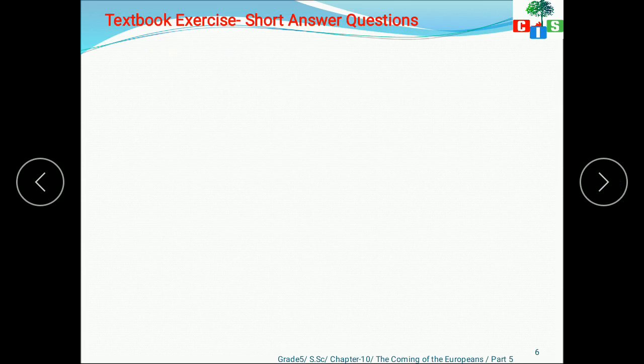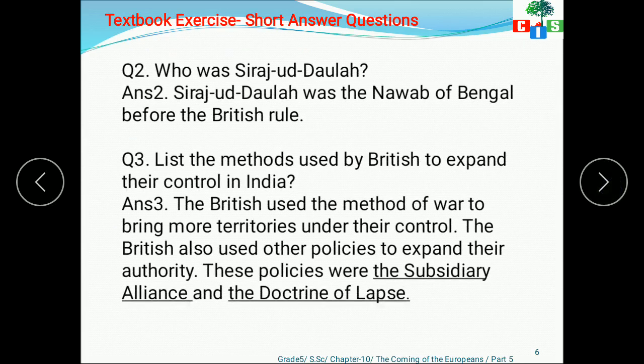Fine. So in your textbook, short answer questions are given. So I have solved two for you. Now the second question is, who was Sirajuddaulah? Sirajuddaulah was the Nawab of Bengal before the British rule. Now it is very important, before the British rule. And who was the Nawab of Bengal after the British rule? The answer is Mir Jafar.